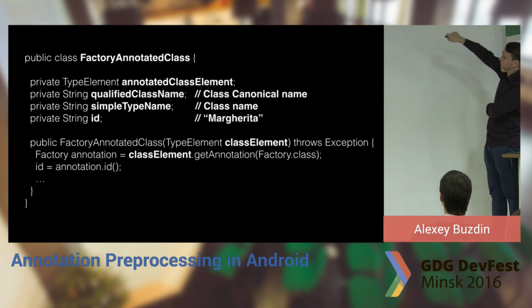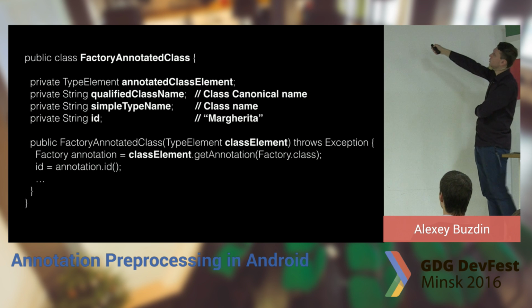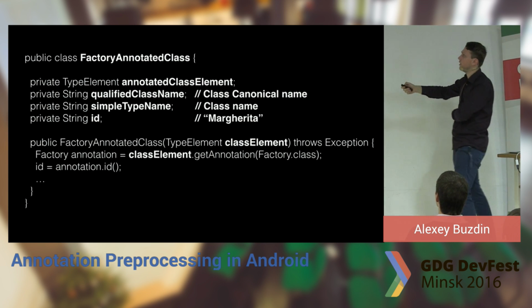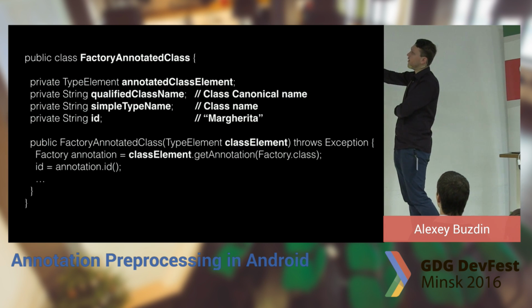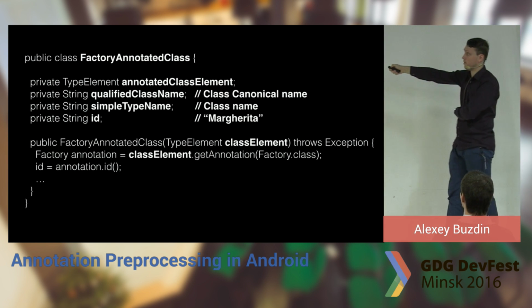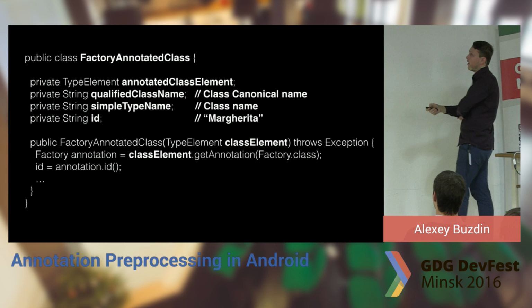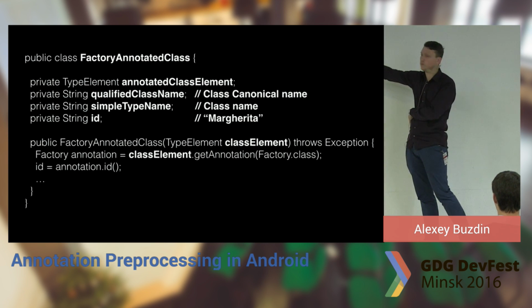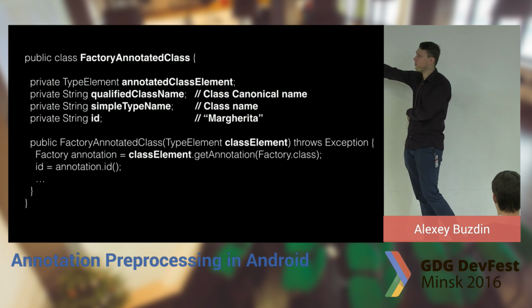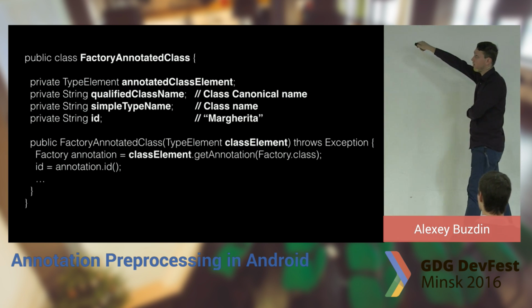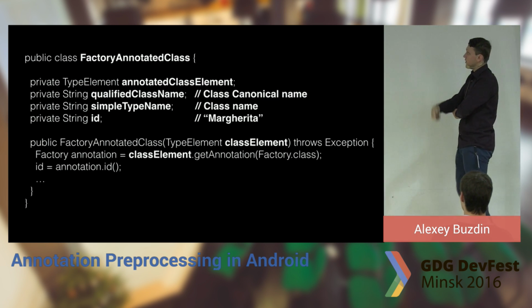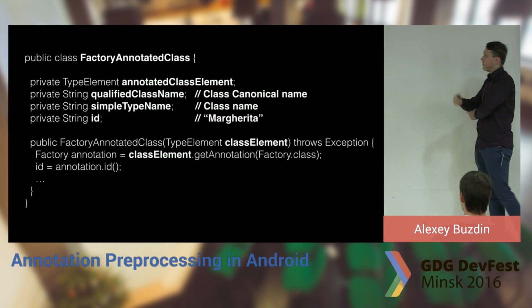And here, in this class, what can we do? We have this element. We already know this is a class. And we can get an annotation out of it, the factory annotation. And after this, we already can grab all the information we need from the annotation. So here, we just grab an ID. So the first part is already settled. We have the ID. So what next? Next part is a bit trickier.